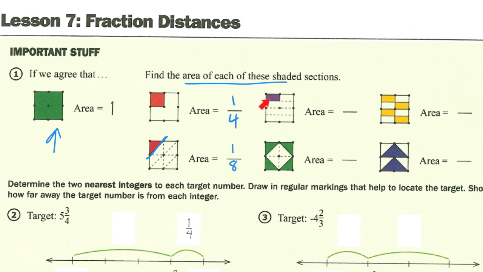In this next one, we have this little tiny rectangle that's shaded. If I count up, there are 8 rectangles here, and one of them is shaded. So this would have an area of 1/8 as well.